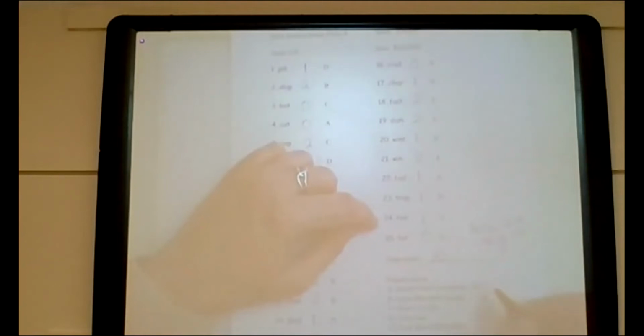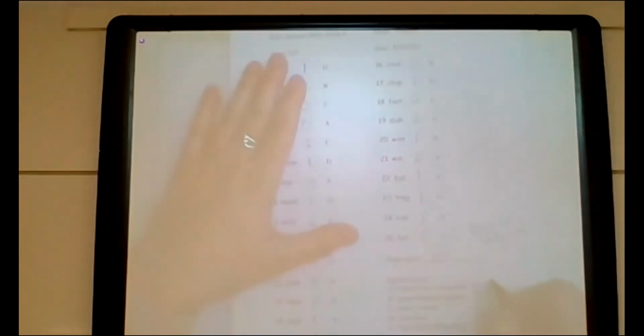21 is 2 points, he gets 1 point for A. 22 is 1 point, he gets 1 point for A. 23 is 1 point, he gets 1 point for D. 24 is 1 point, he gets 1 point for A. And 25 is 0, so he gets no points for C. So he has a 4 for A, a 4 for B, a 2 for C, a 5 for D, and a 4 for E. So the question is, what does that mean?